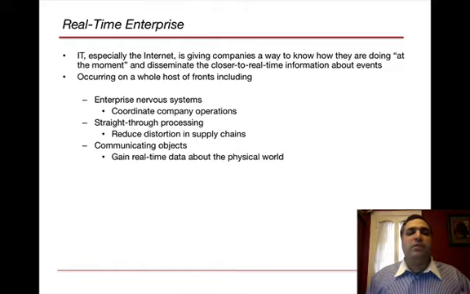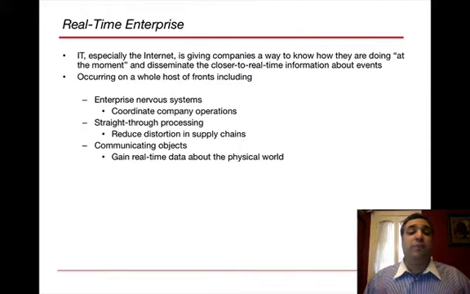The enterprise nervous systems, our infrastructure, those types of applications that are around the operation of the company, they coordinate company operations. Straight-through processing reduces distortion in supply chains. Again, you can visualize these a lot easier. The enterprise nervous system are these nodes and lines that go around the organization. Straight-through processing goes from application to application to application, straight through all the way to the end, so we can reduce distortion in the supply chain.